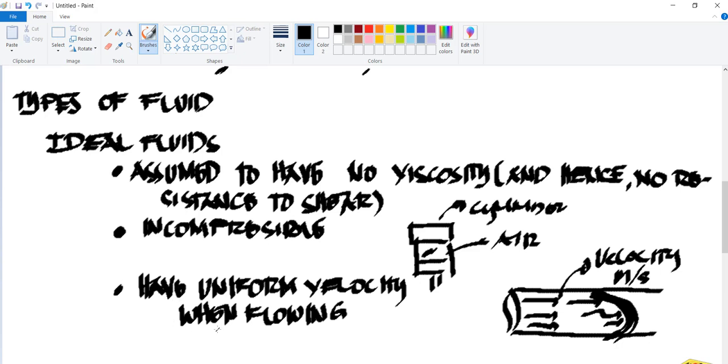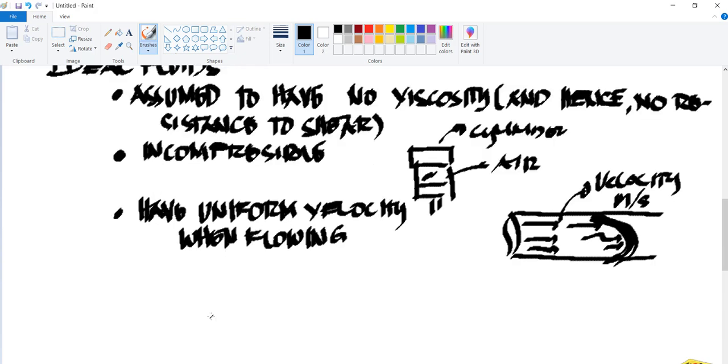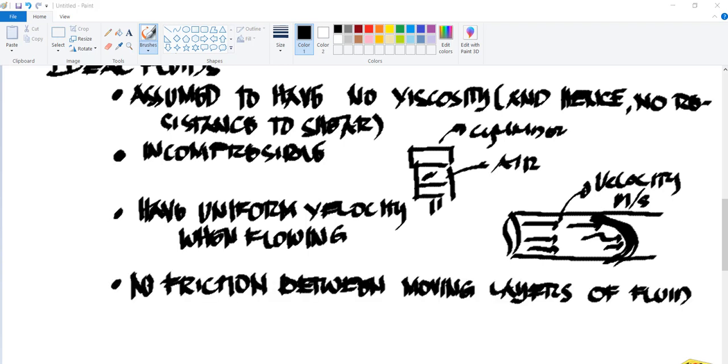But mostly, what we will use in our class will have a uniform velocity, because we need to use an ideal in order to create our solutions. So one of the ways you can predict what is in actual is basing your solutions on the ideal. Then another characteristic of an ideal fluid is no friction between moving layers of fluid.